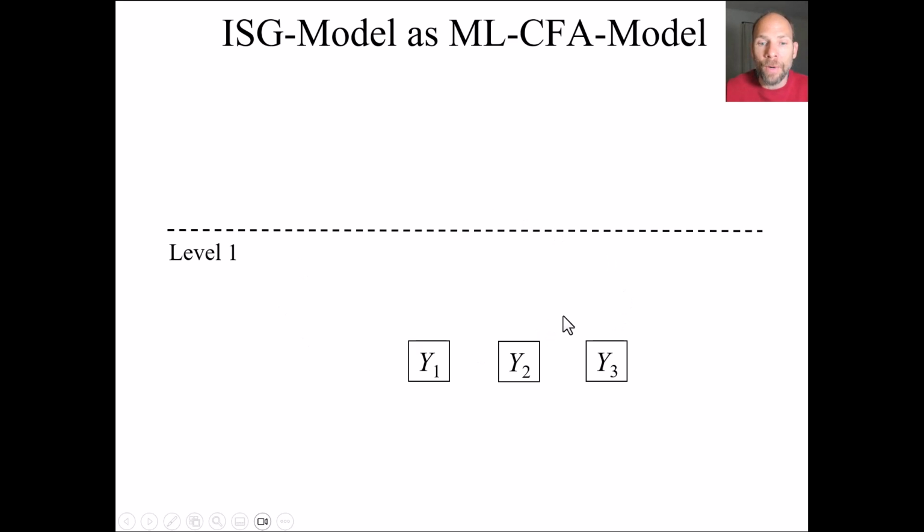So now at level 1 we have 3 outcome variables. Again, all the scores for multiple time points for a given indicator are stacked into one column. So we have one column for the first indicator of anxiety, we have one column for the second indicator of anxiety, and we have one column for the third indicator.